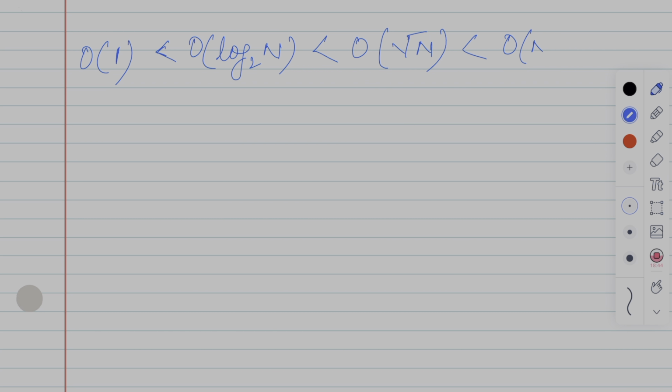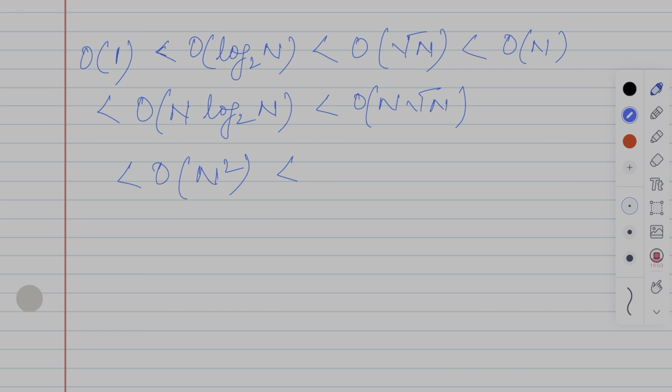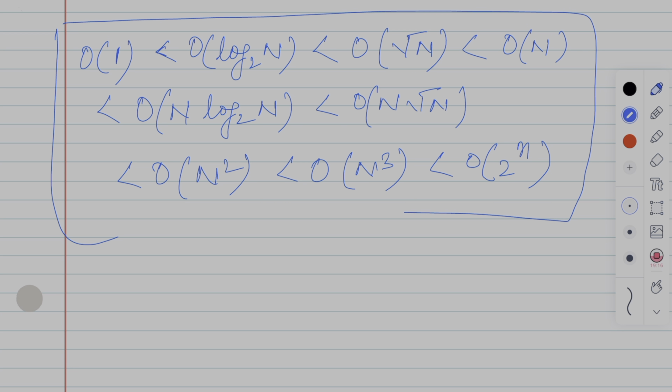And then we have big O of n log n. Then we have big O of n root n. Then we have big O of n square. Then we have big O of n cube. And then we have big O of 2 to the power n. I'm providing you this because in the next video, whenever we calculate the complexity of different algorithms, we will use this data to find which algorithm is better.